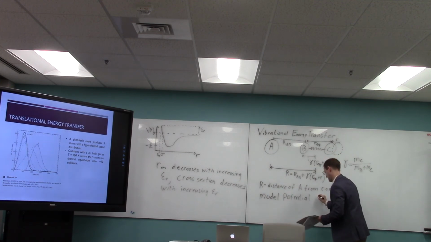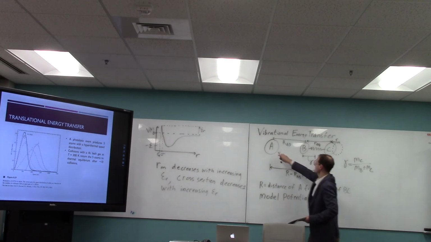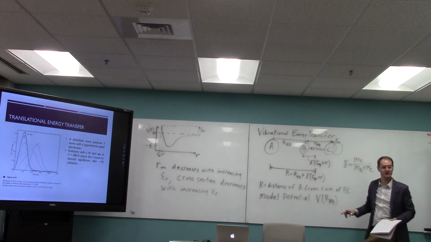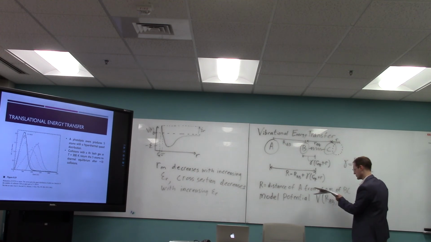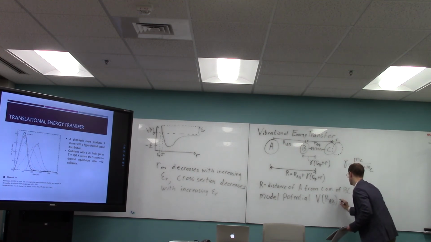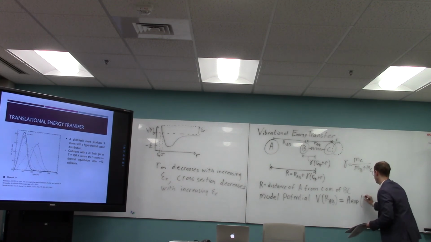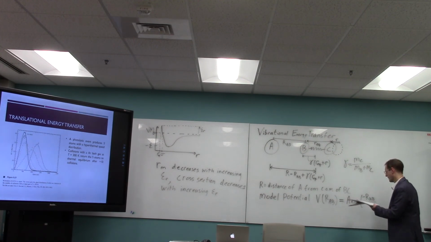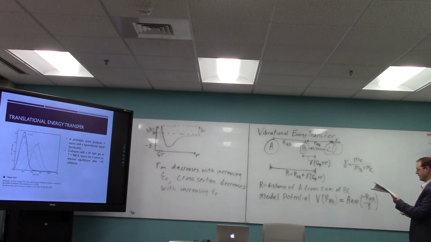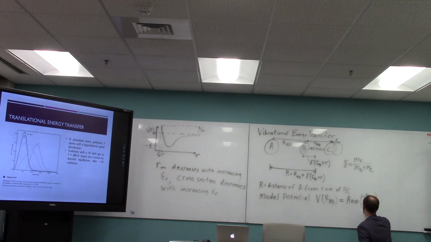We're just going to say V of R_AB, so basically when A gets very close to B, there's going to be a repulsion, and we're going to say that that repulsion grows exponentially. So it's proportional to the exponential of minus the distance R_AB over some parameter rho. And this parameter rho is called the range parameter.